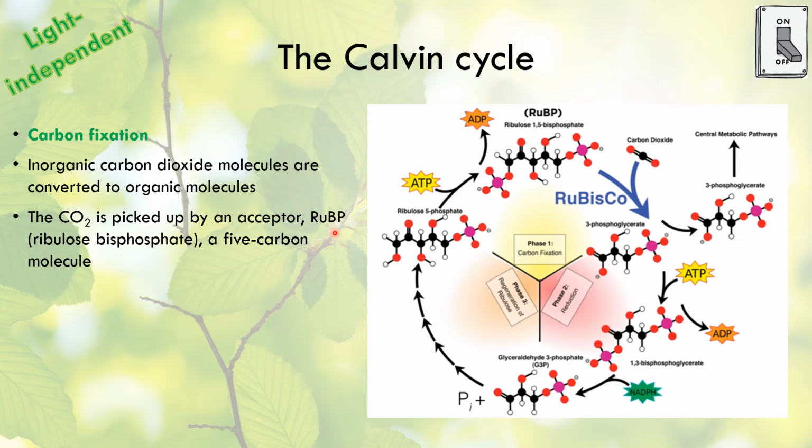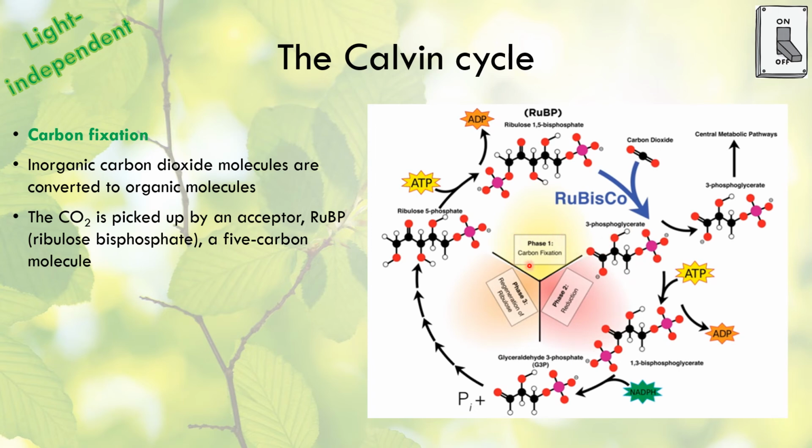Our RuBP, ribulose bisphosphate, is a 5-carbon molecule. You can see here it's got 1, 2, 3, 4, 5 carbons in it. Over here, this little pink thing is a phosphate group, and another phosphate group here. We've got our hydrogens as our little white ones and our oxygens as our red ones. And you can see carbon dioxide as well: here's our carbon and our 2 oxygens. So what we're doing is accepting that carbon dioxide to form our next molecule here.